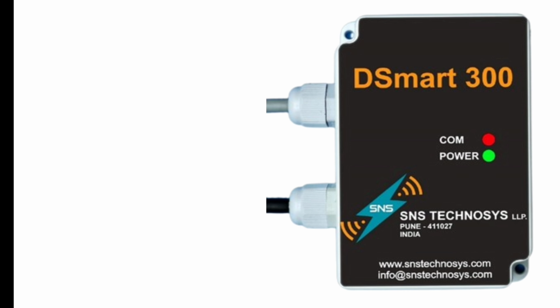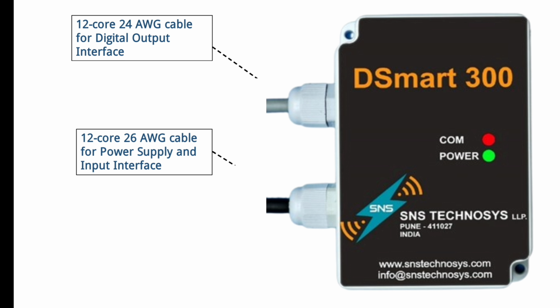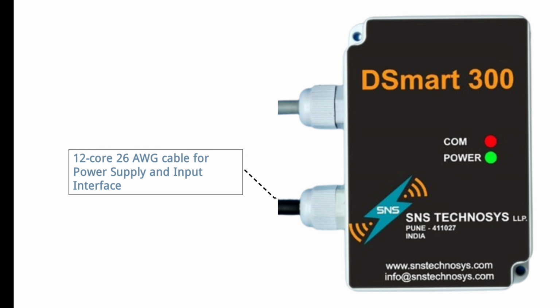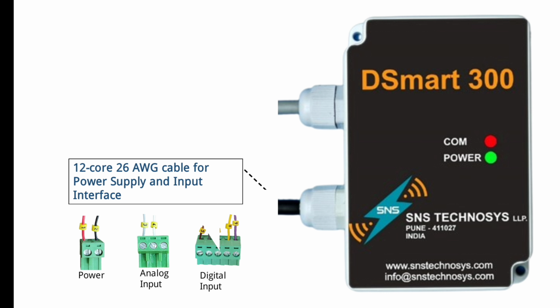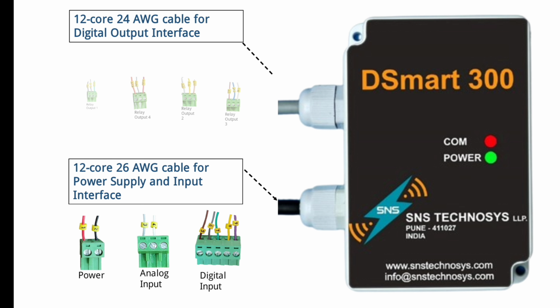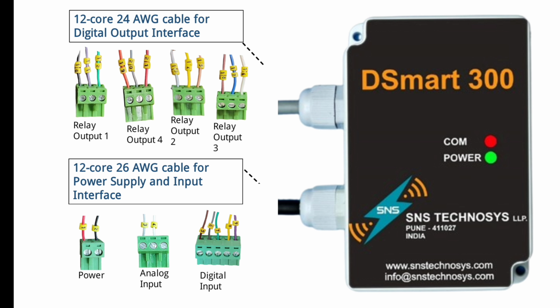Here's a brief summary of the input and output features of DSmart 300, power supply and input interface. Utilizing a 12-core 26 AWG cable connected through a 2-way terminal connector for power supply, each analog input is linked via a 3-way terminal connector with dual wires, while the 5-way terminal connector is allocated for 4 digital inputs. Digital Output Interface, employing a 12-core 24 AWG cable, designated for 4 3-way connectors, each equipped with 3 wires tailored for 2 potential free-4 relay outputs.